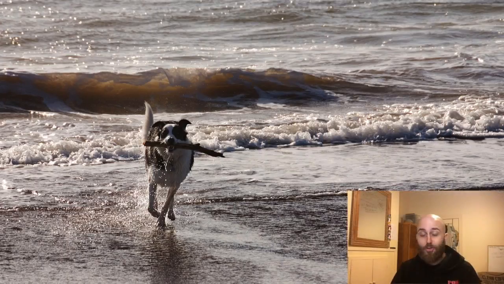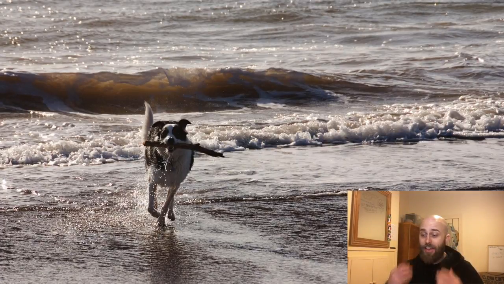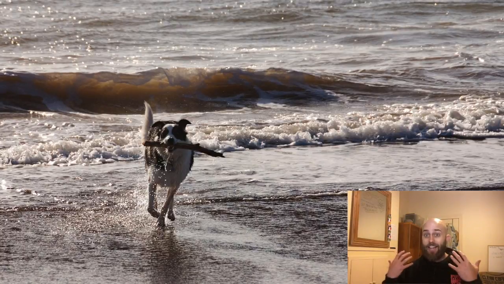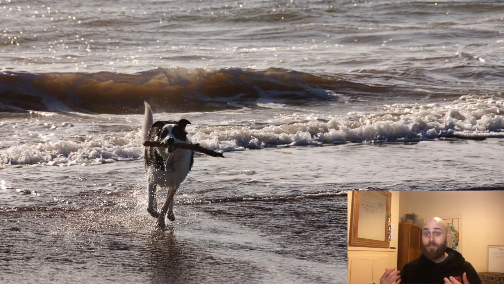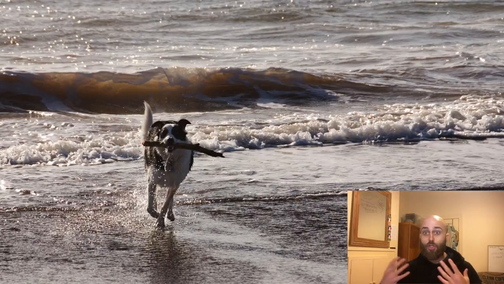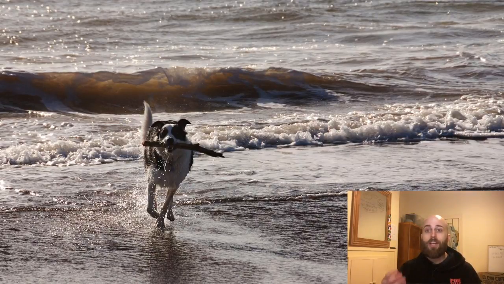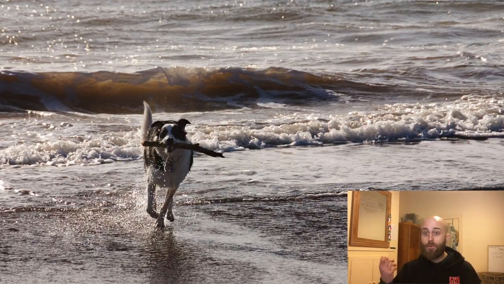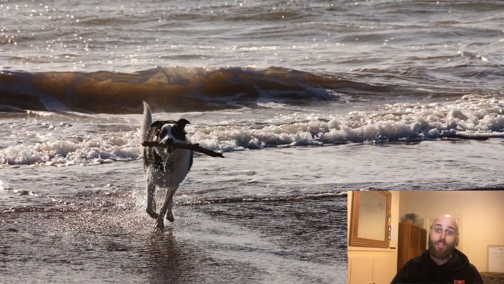Anyway, the first photo here is a dog. And this dog's at the beach. He's got a stick in his mouth. He's running back to the beach away from the water. So he's running to me. He's obviously picked up the stick. I threw the stick out to the ocean.